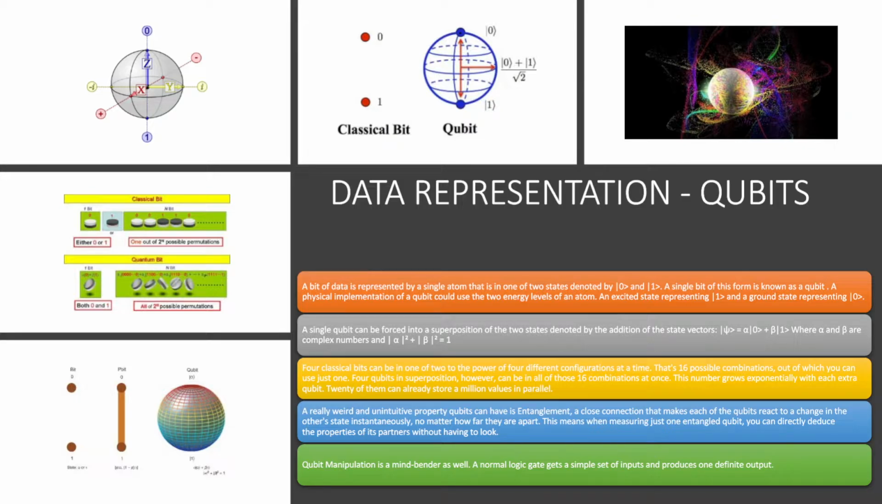When we verify its value, for example, by passing a photon through a filter, it may choose whether to be vertically or horizontally polarized.